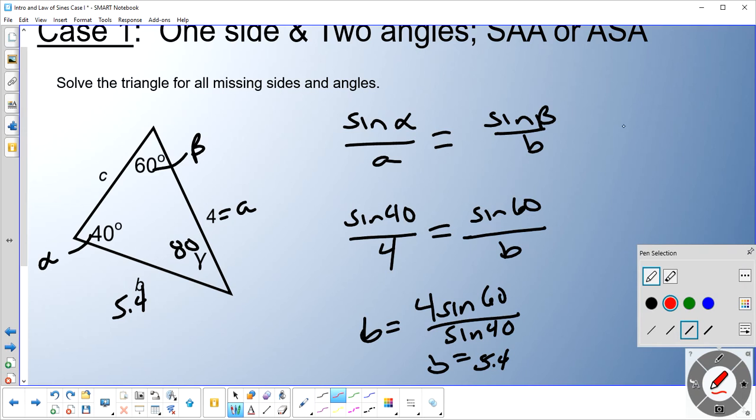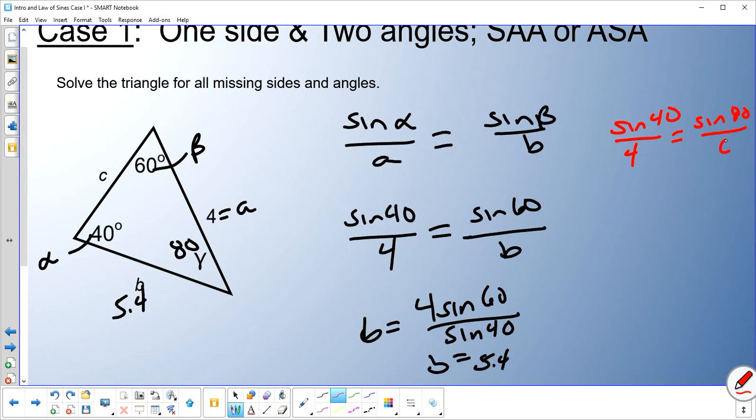I'm going to choose a different color here, so I'm going to say sine of 40 over A, so sine of alpha over A equals, and now I'm going to say sine of 80 for gamma over C. And if we do that and solve the same way, C is just going to be 4 sine of 80 over the sine of 40. And we can plug that in.